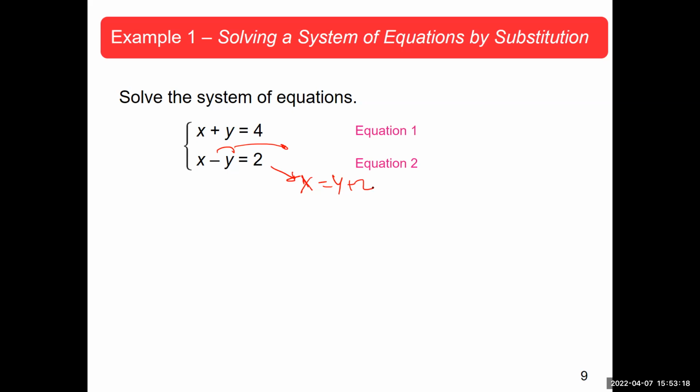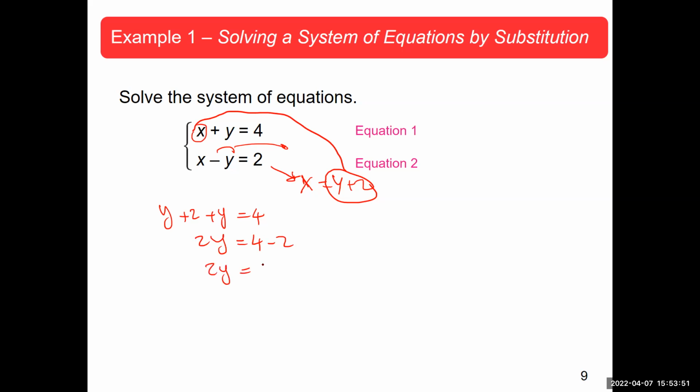Take the X value, that's the X value, put it into this X. So what are we going to get? Y plus 2 plus Y equal 4. 2Y equal 4 minus 2, by taking 2 to the other side. Then 2Y equal 2. Then Y equal 1.